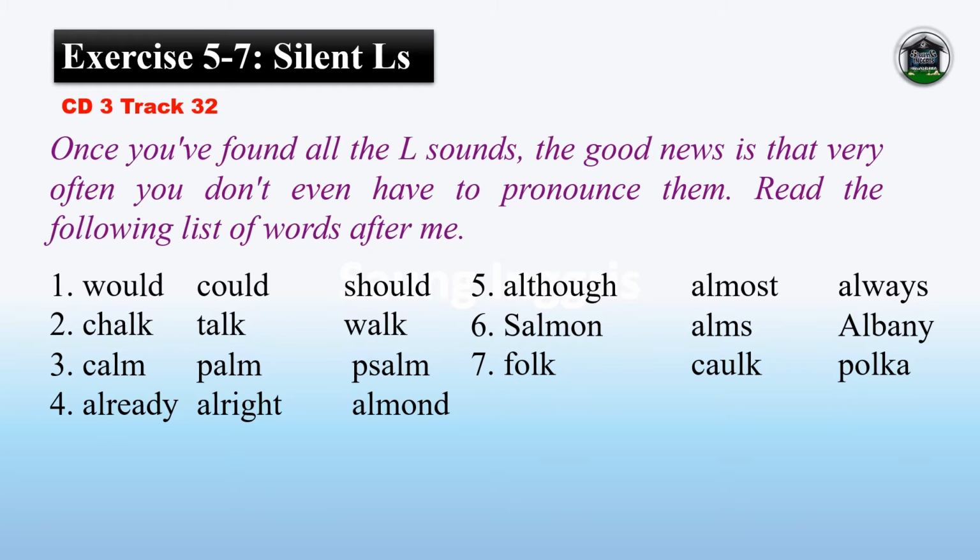Exercise 5.7. Silent L's. Once you've found all the L sounds, the good news is that very often you don't even have to pronounce them. Read the following list of words after me. 1. Would, could, should. 2. Chalk, talk, walk. 3. Calm, palm, psalm. 4. Already, all right, almond. 5. Although, almost, always. 6. Salmon, alms, Albany. 7. Folk, caulk, polka.